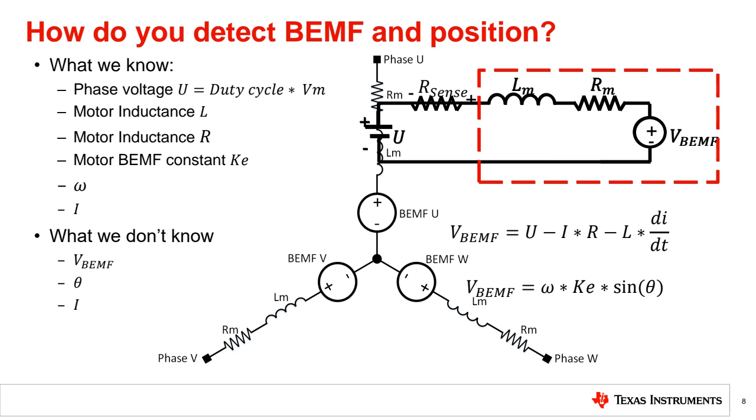When spinning a motor, we know the applied phase voltage, which is the supply voltage times the duty cycle. Also, we know the inductance of the motor, the resistance of the motor, the constant Ke, and the speed of the motor. I said what we don't know is the back EMF voltage and the angle of the rotor. How can we detect current? I said you can use a current sensor.